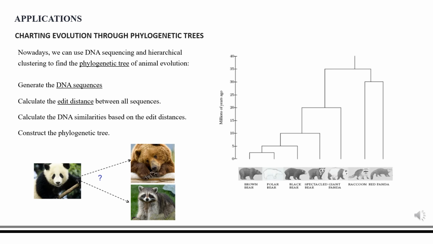In the decades before DNA sequencing was reliable, the scientists struggled to answer a seemingly simple question: are giant pandas closer to bears or raccoons? Nowadays, we can use DNA sequencing and hierarchical clustering to find the phylogenetic tree of animal evolution: generate the DNA sequences, calculate the edit distance between all sequences, calculate the DNA similarities based on the edit distances, and construct the phylogenetic tree.